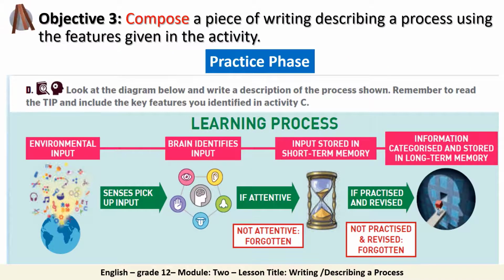Now for our last objective, we will practice writing a description of a diagram. So as you can see in your student's book, Activity D, you have a diagram that shows the process of learning. So your task is to write a paragraph to describe this process. You can follow the model of Activity B. Besides, this video will guide you to write this paragraph step by step.